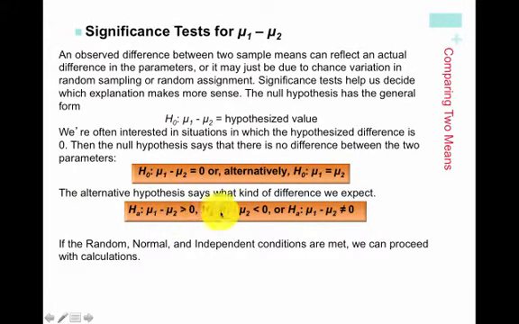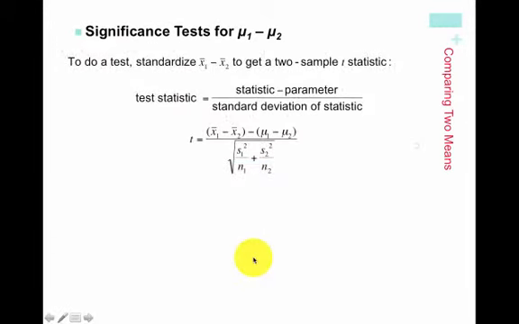And the alternative hypothesis is going to be one of three things. The difference is greater than 0, less than 0, or not equal to 0. And if our three conditions are met, we can proceed with calculations.